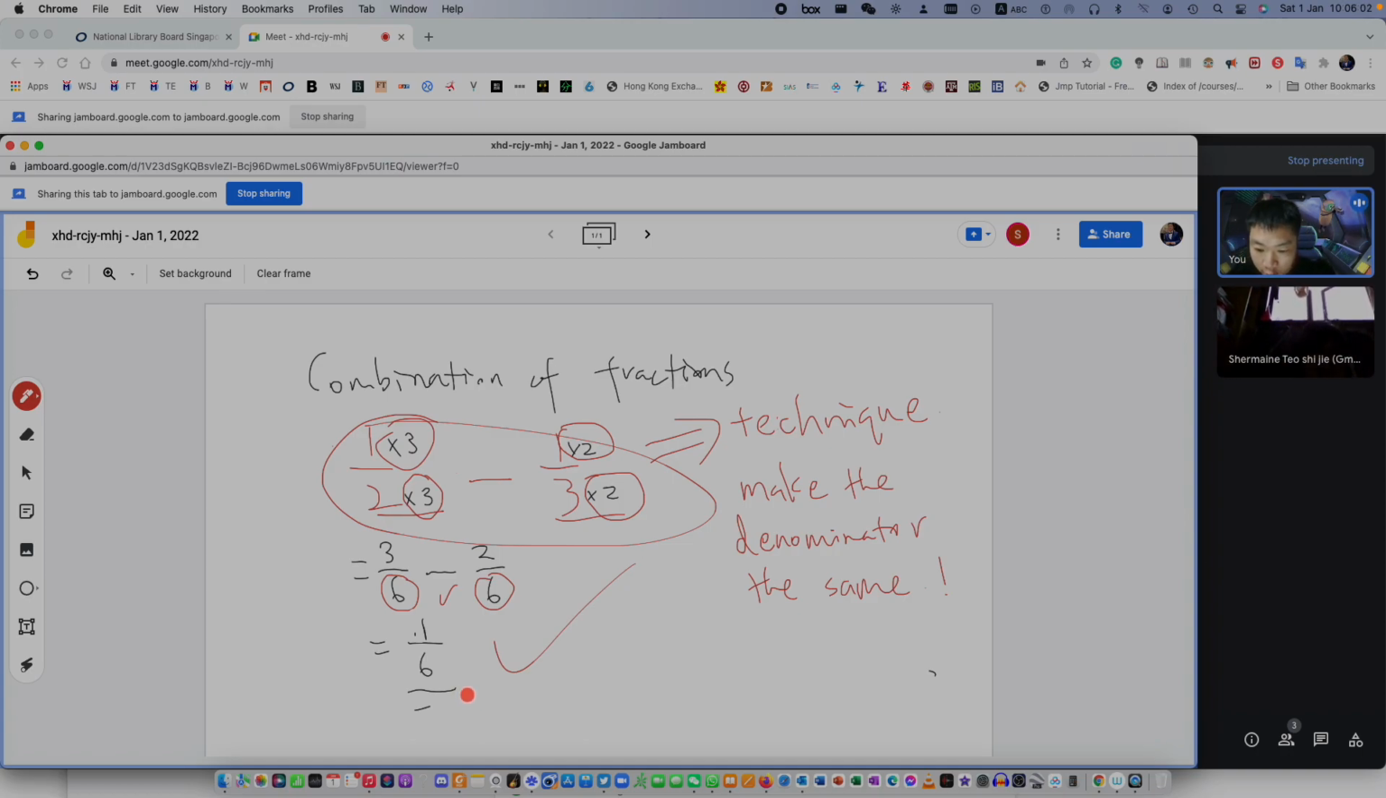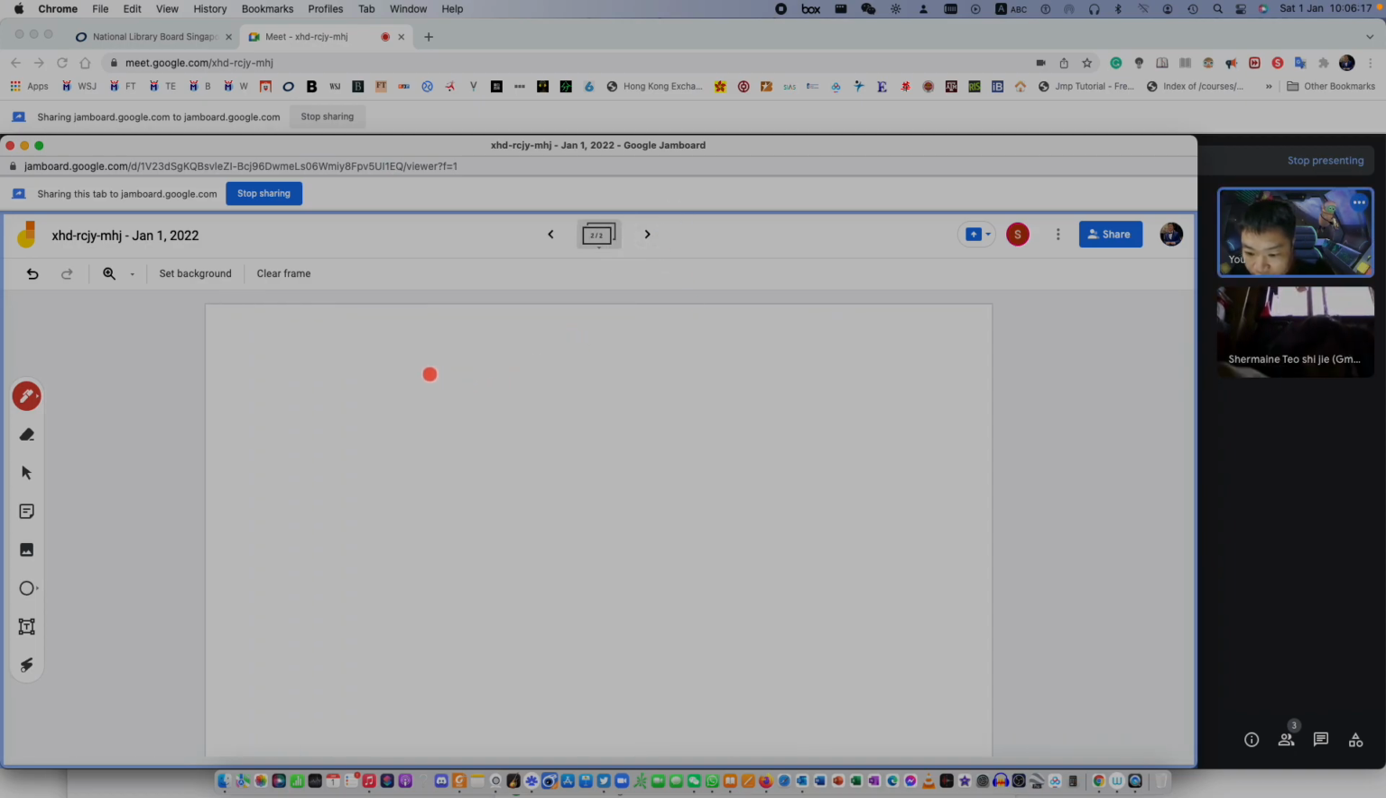So over here we are talking about combination of fractions, meaning addition or subtraction. Then you use this technique called make the denominator the same. Are you clear before I move on? Okay, good. What if you have this times?